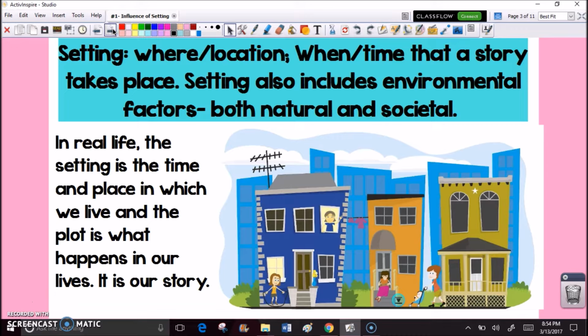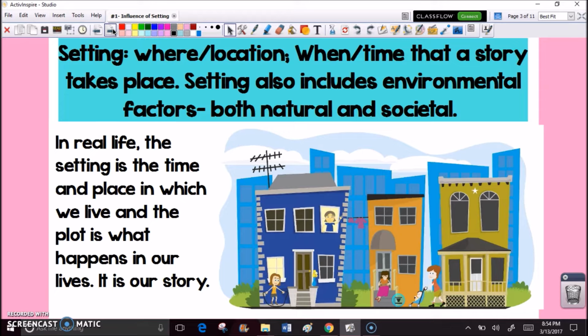All right, so once again, when we're talking about setting, setting can be the location, where the story is taking place. It could also be the when, the time period that a story takes place in, or the time of day, the time of year. But setting can also include some deeper elements like environmental factors, both natural, so it can take into consideration even things such as weather, and also societal, so the type of society, the culture, the form of government that that particular setting is being ruled under. All of those things can impact where and when a story is taking place.